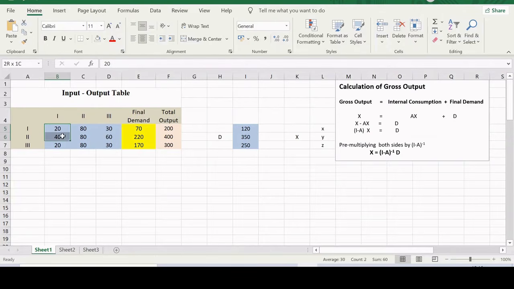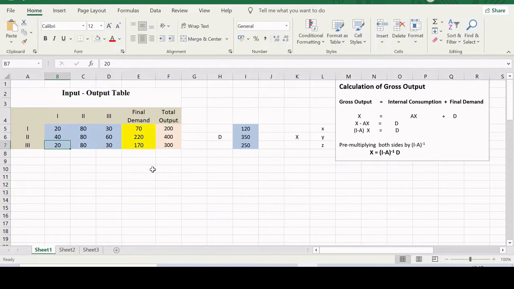and the columns give us the input requirement of each sector. So if I read this element which is 60, then row wise this is the output of sector 2 and column wise this is the input requirement of sector 3. So 60 units are required as input by sector 3 from the output of sector 2. And similarly, if I read this element which is 20, then it is the output of sector 3 which is required as input by sector 1. So this is how we interpret each and every element of the input output table.